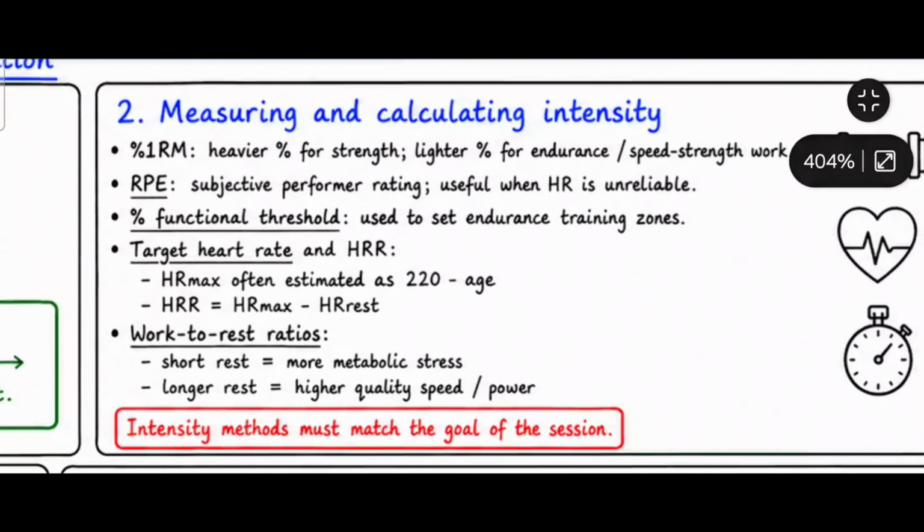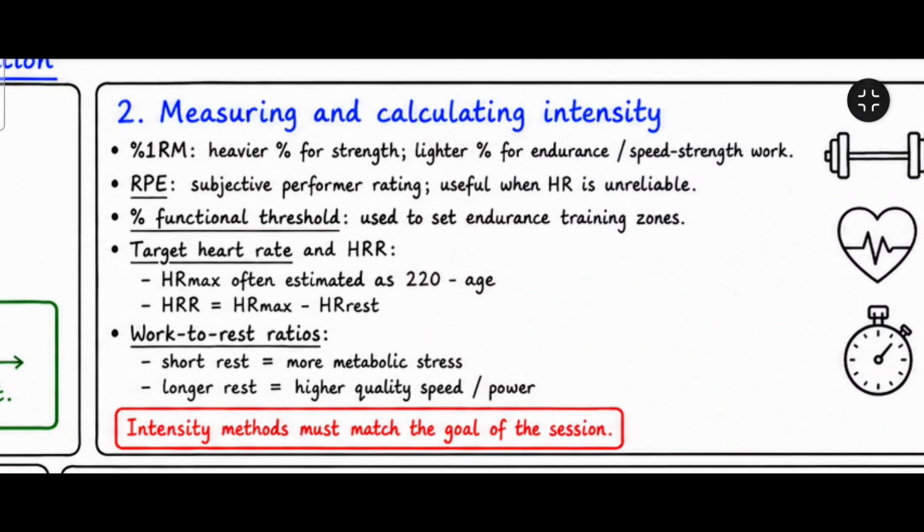One measure is the percentage of 1 rep max, and this measure is used for resistance training intensity. For higher loads, it's obviously going to be a higher percentage because this is measuring strength. For lighter loads, it's going to be a lower percentage, as using lighter loads would be used for training endurance or speed work.